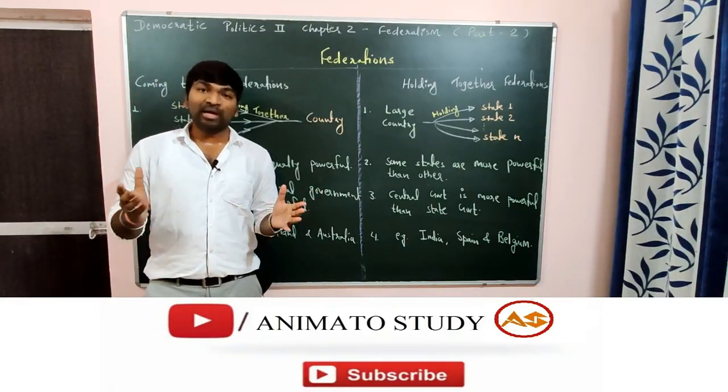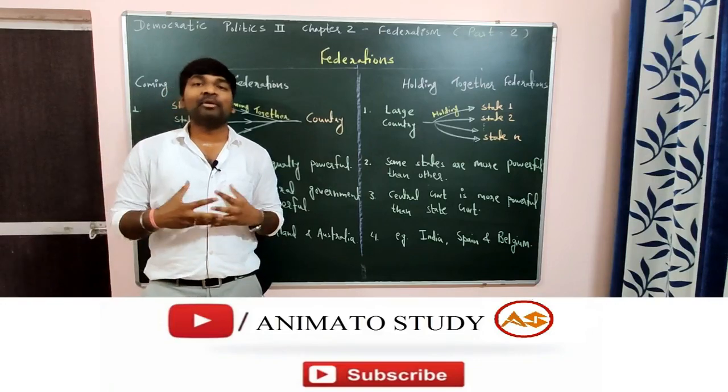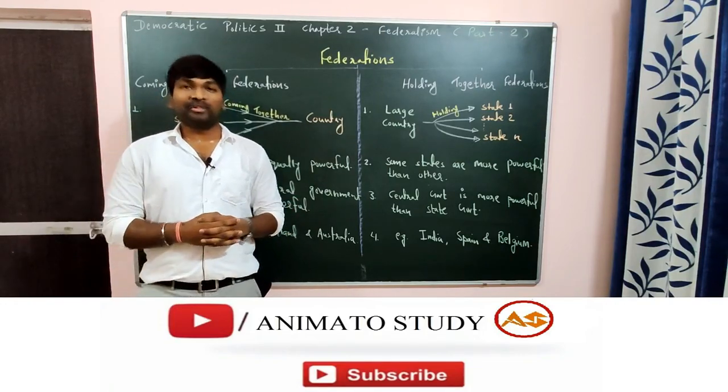Okay, so in this video we have so far discussed the 7 features of federalism, as well as the two methods of federalism, that is coming together and holding together federations.